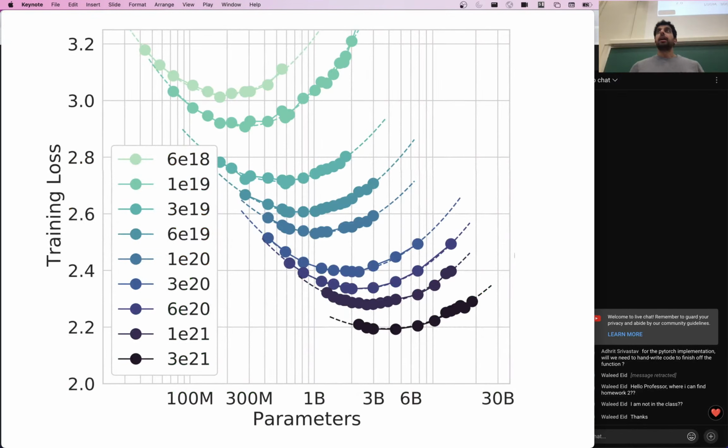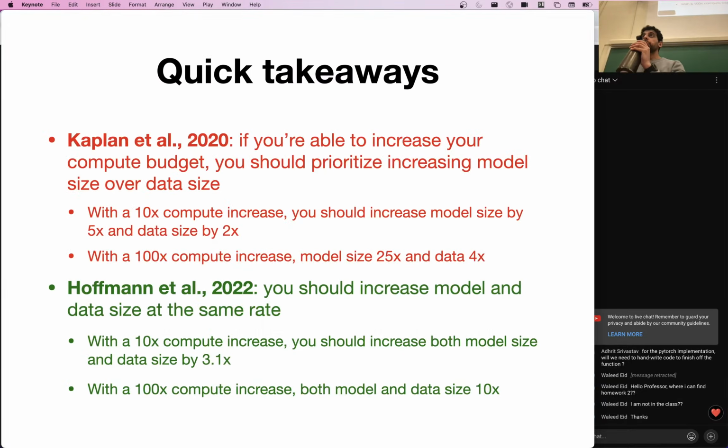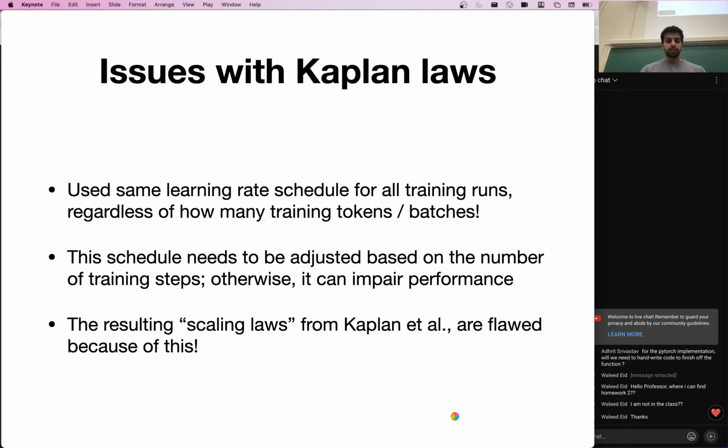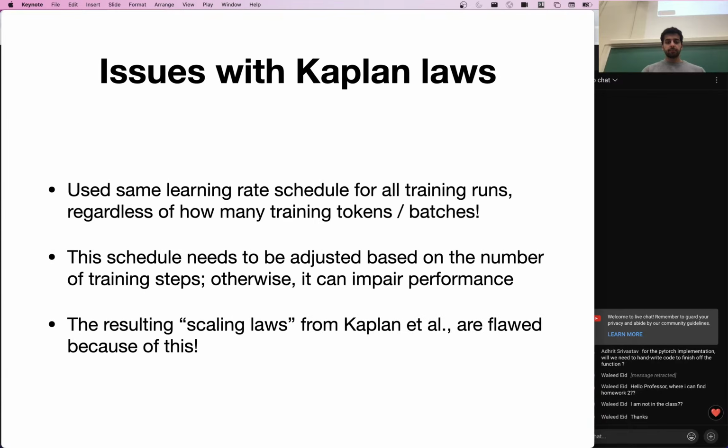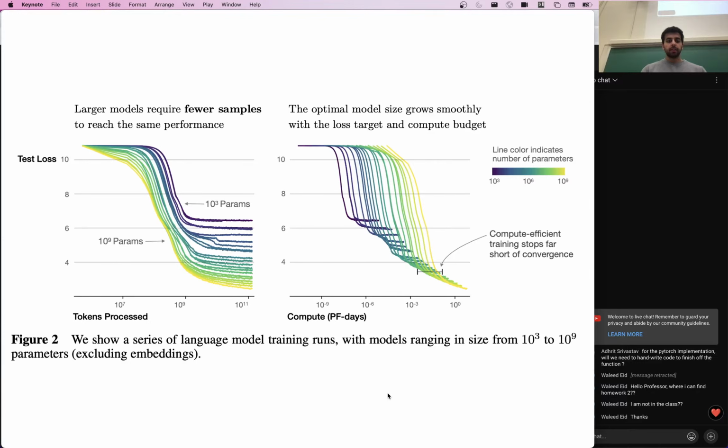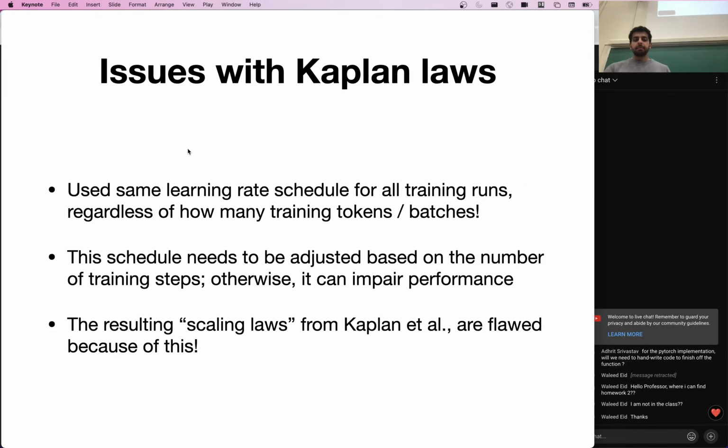Okay, yes. You should scale both. Yes, that is kind of what some of these plots show. So that is one of the conclusions in their paper, and several of their plots show that if you only increase one and not the other, you run into diminishing returns and plateaus.